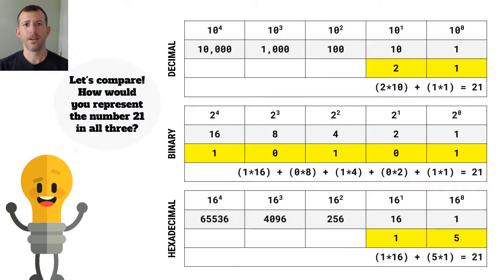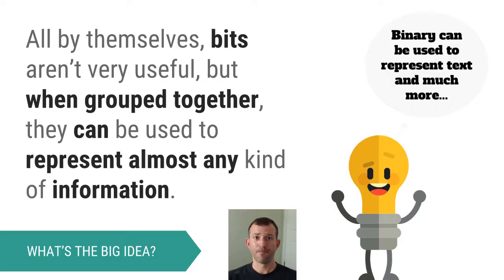It's important to understand that I can use one or more number systems to represent the same value. Here I show you how you can represent the number 21 in decimal, binary, and hexadecimal, respectively. Let's recap the big idea. Binary is a system that's perfect for computers because it can match perfectly the two states a transistor can assume, 1 for on, 0 for off. A binary digit or bit by itself can't represent much of anything, but when you sequence bits together, you can represent almost anything within a computer.